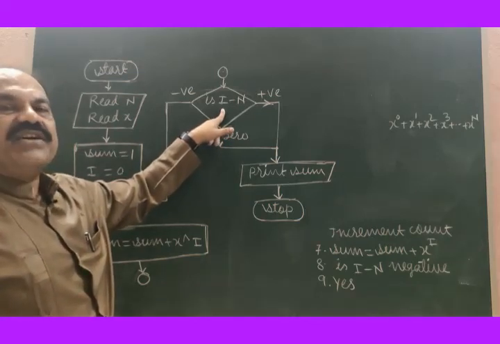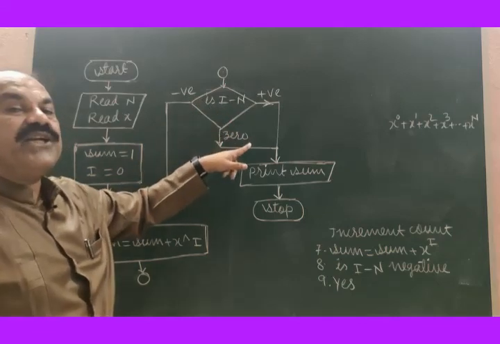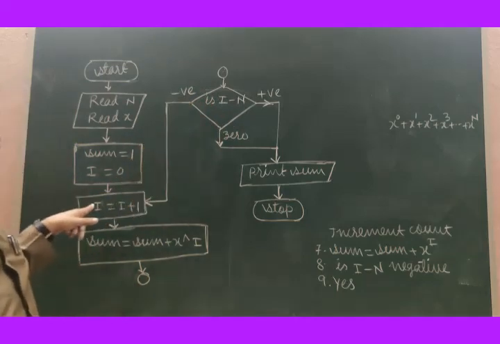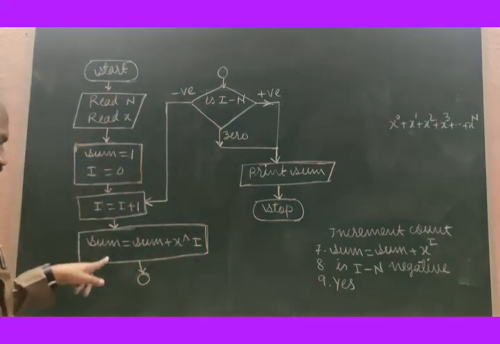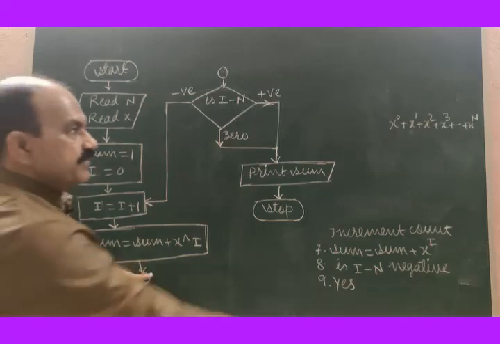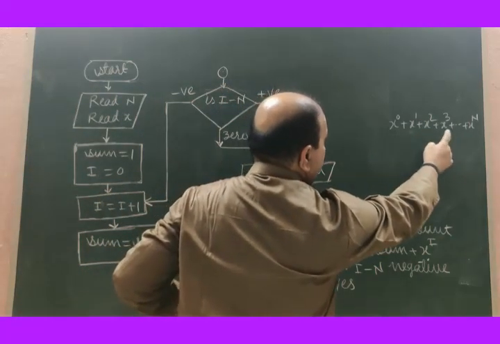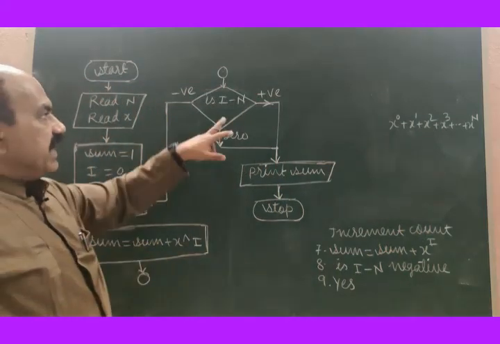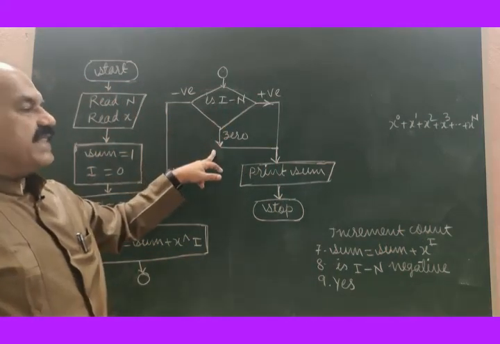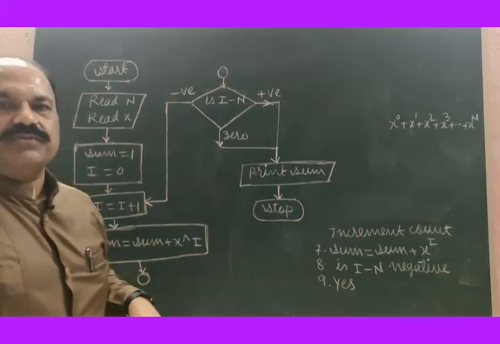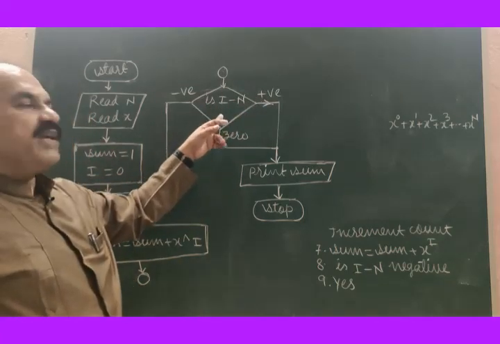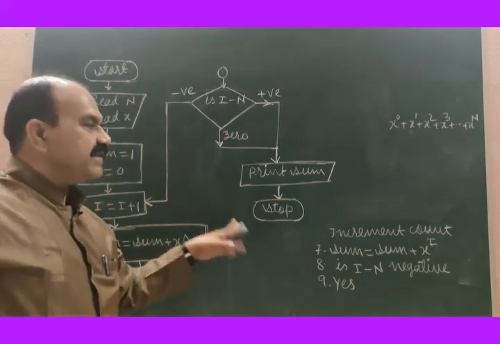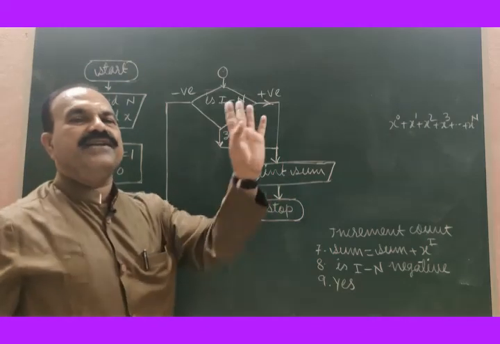So check it here. If I minus n is negative, it means that I is smaller than n. Go here. Increment the value, take this type of sum, this term will then come plus this and so on. This will be continued till I minus n either becomes 0 or positive. Whenever I minus n becomes either 0 or positive, you have to stop everything. Just print the sum and stop.